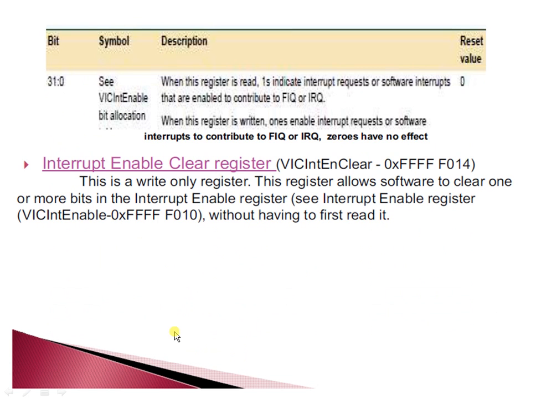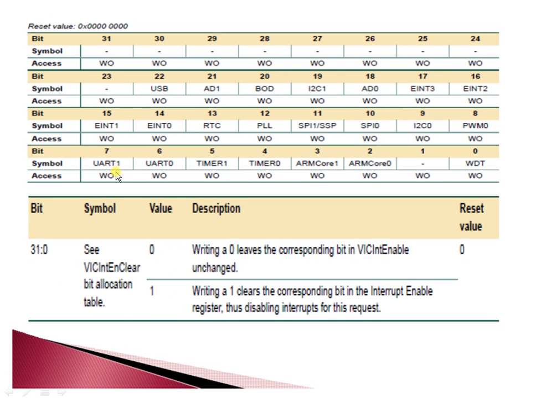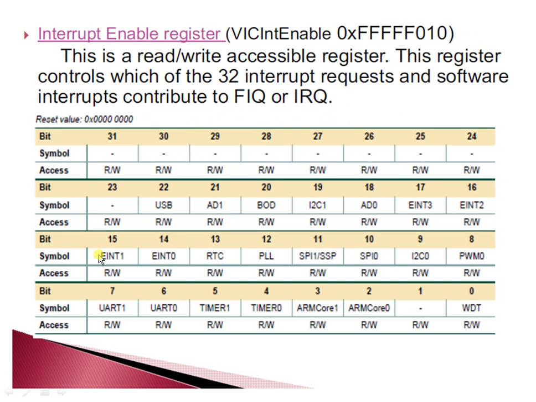We have one more register, that is the interrupt enable clear register. If you want to disable any one of the interrupts, then you have to use this particular enable clear register. So if you want to clear something like UART0, then it should be programmed with 1, so that the respective interrupt will be disabled. This is similar to the set and clear registers in case of GPIOs. If you want to enable the interrupt, then the respective bit should be programmed to 1.